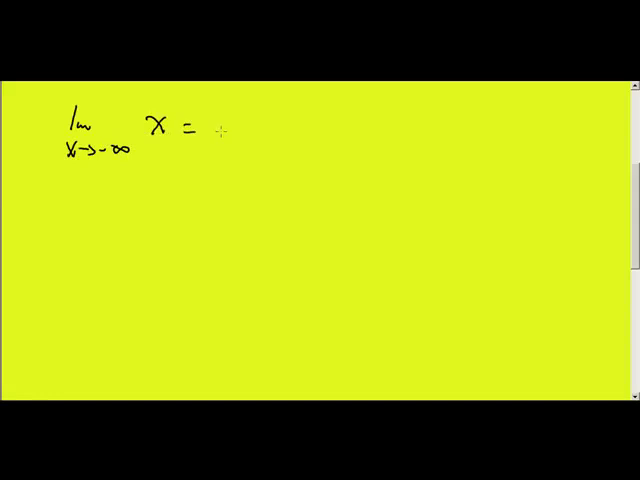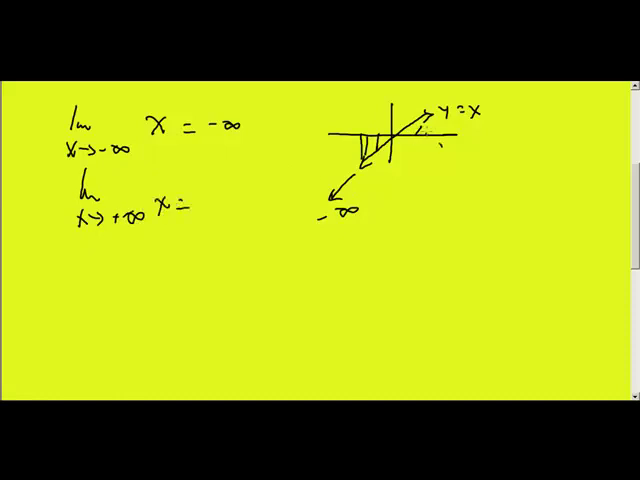How about the next part, which says the limit as x goes to negative infinity of x? Well, that's negative infinity, and why is that? If you look at this graph, y is equal to x. When you go to the left, it's going down, so therefore it's going to negative infinity. But what do you think is going to happen if you go to positive infinity? Obviously when you go to the right, it's going up, so it'll be positive infinity.